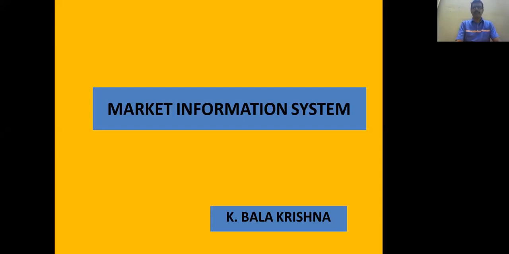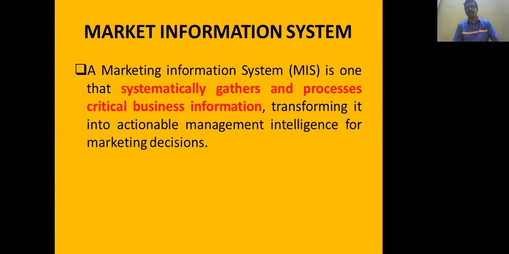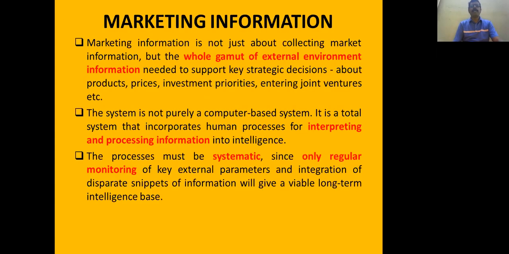Marketing information system. What do you mean by the word marketing information system? It is a process of systematically gathering and processing business information. It's a step-by-step, systematic way of gathering and processing the information. It is an actionable step because this data helps the manufacturers to produce in large quantities. This data helps the manufacturers to understand the needs of the customers and plan the production as per the requirements of the consumers.